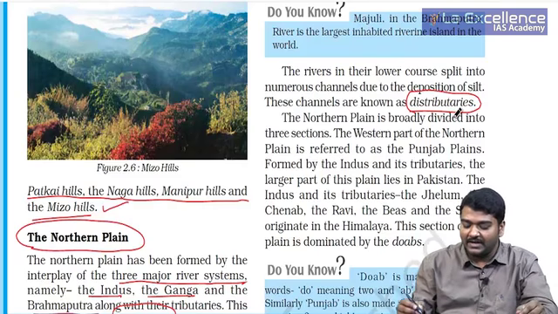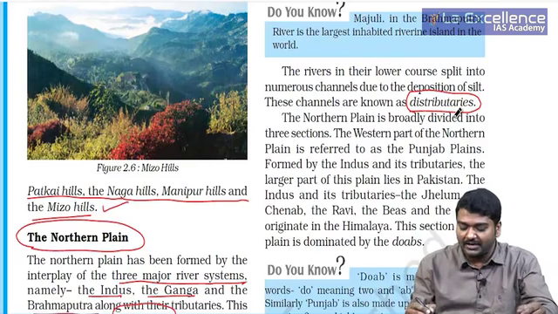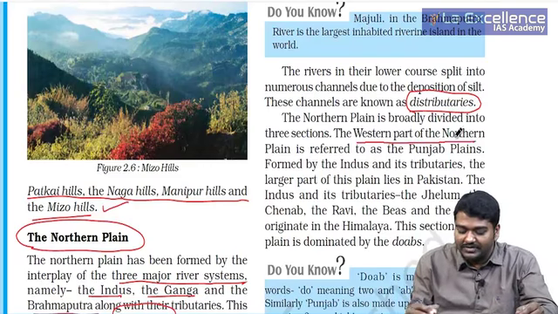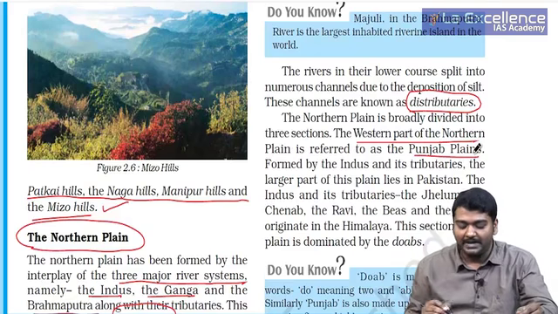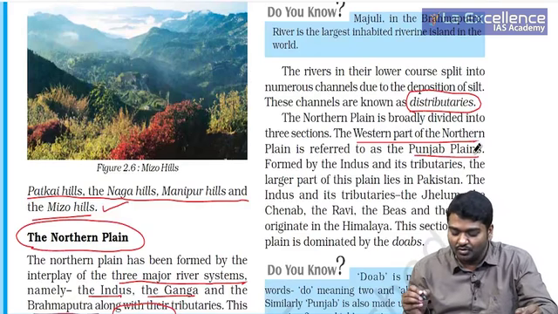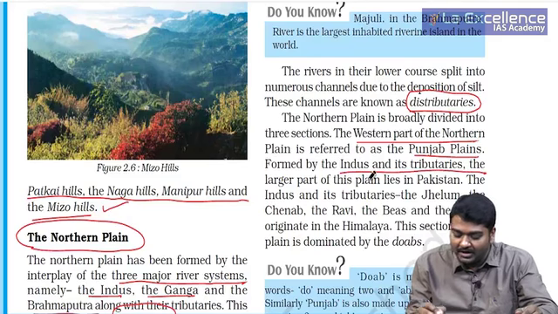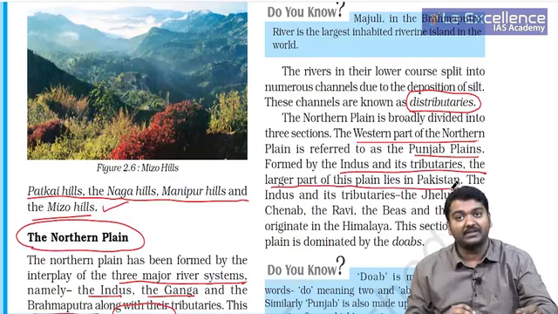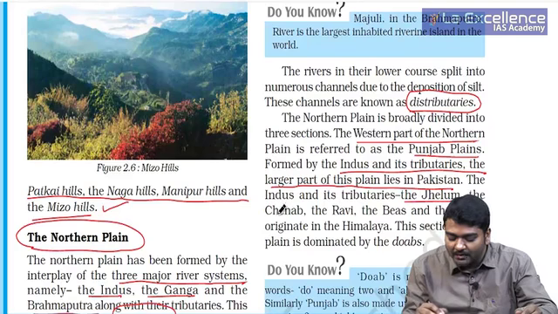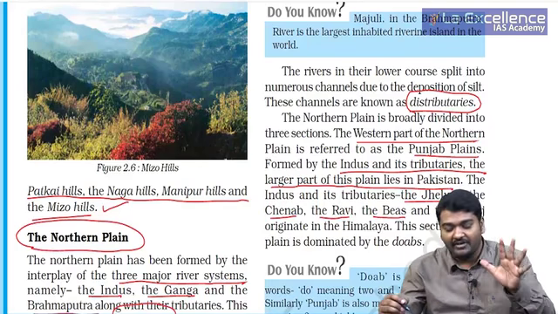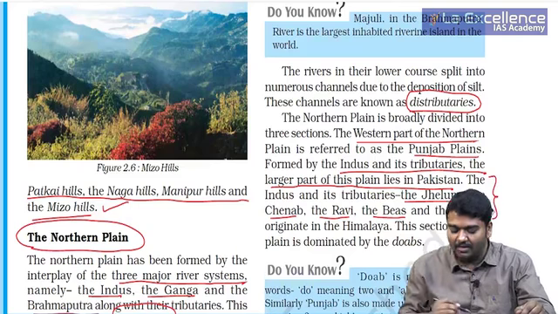The northern plain is broadly divided again, with the western part called the Punjab plains, and we usually observe the Punjab plain being dominated by the Indus and its tributaries. The tributaries are Jhelum, Chenab, Ravi, Beas and Sutlej. Punjab, 5 rivers, these are very, very important.